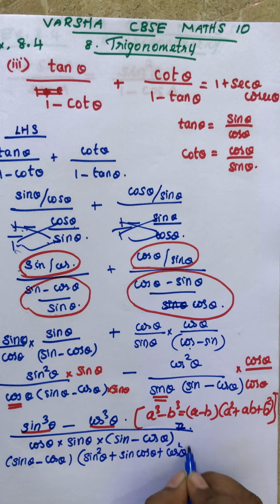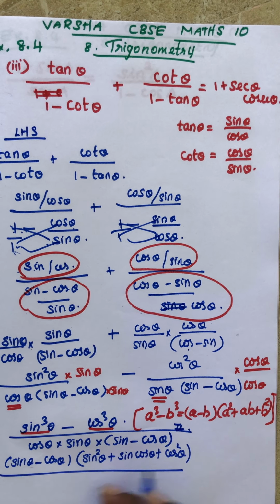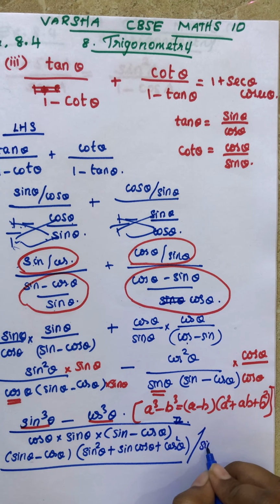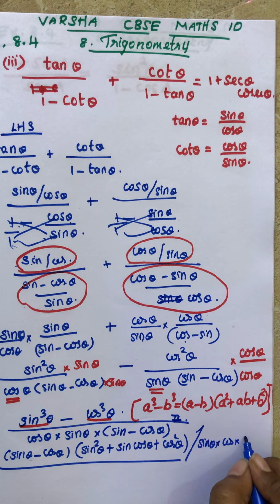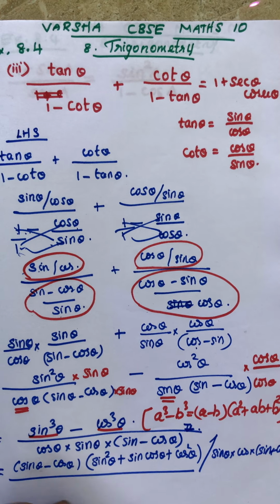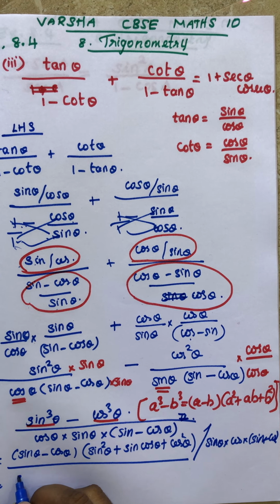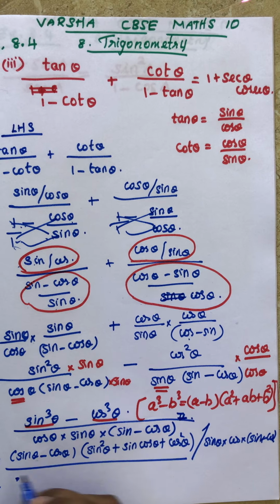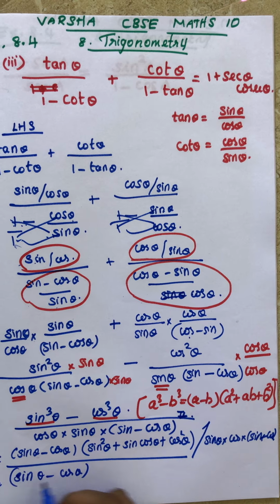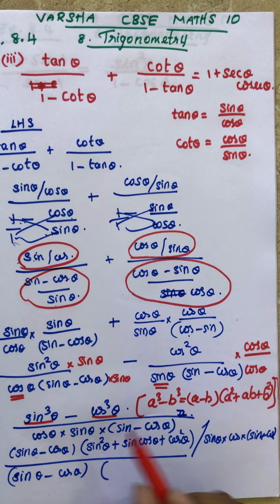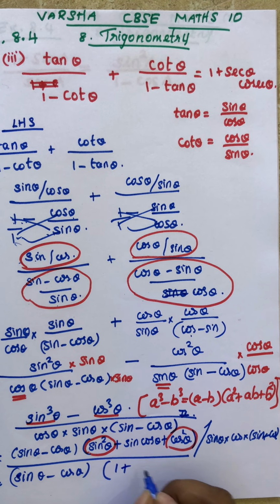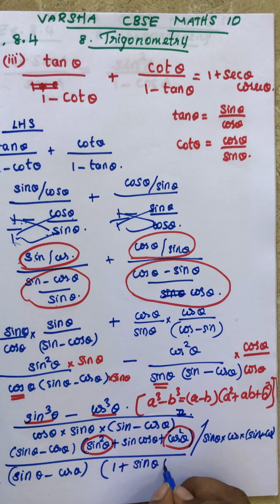Then cos square theta. Okay, so write the denominator as it is. I am here writing, students: cos into sine minus cos. So this is the denominator. See next step, you can cancel now sine minus cos. The numerator adds sine square plus cos square, so that will be 1 plus sine into cos.